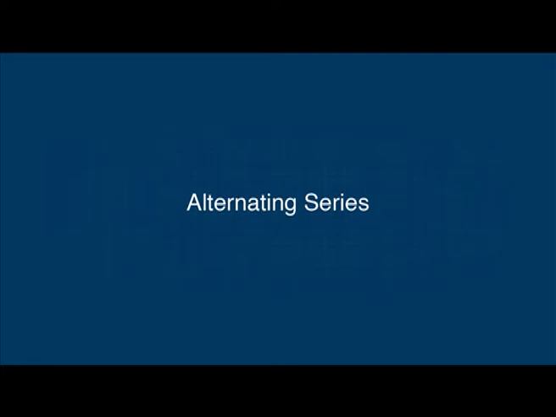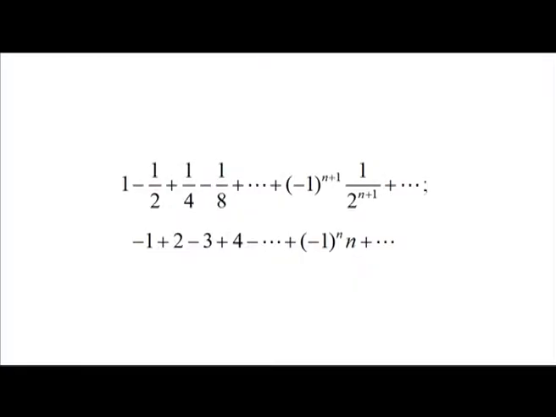Alternating series. A series in which the terms are alternatively positive and negative is an alternating series. The following are examples of alternating series. 1 minus 1 upon 2 plus 1 upon 4 minus 1 upon 8 plus etc., plus (negative 1) power n plus 1 into 1 upon 2 power n plus 1, plus etc. Negative 1 plus 2 minus 3 plus 4 minus etc., plus (minus 1) power n into n, plus etc.